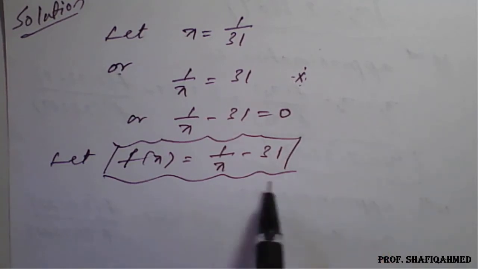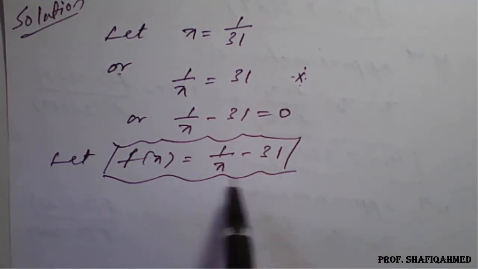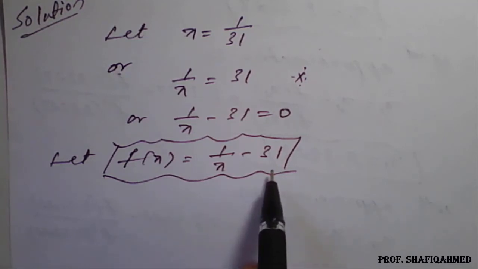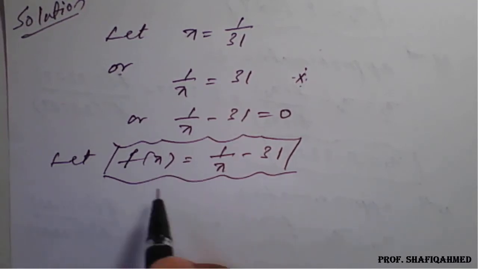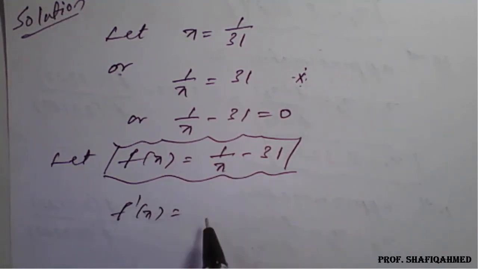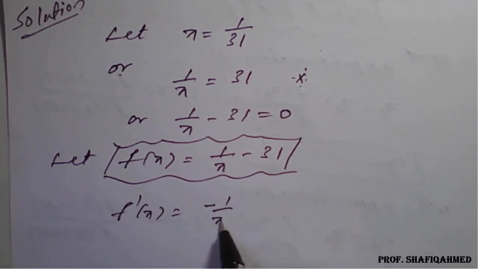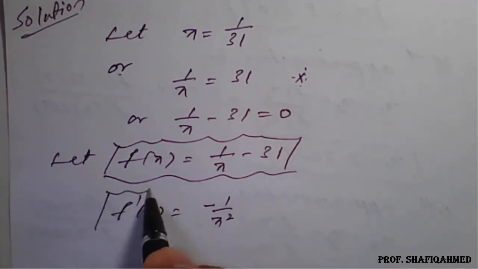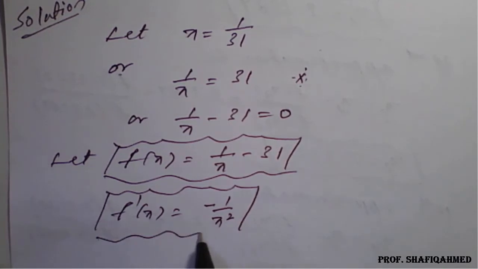Okay, then we need to check the roots for this, that is the x0 value. Before that, I will differentiate. So f dash of x will be, differentiation of 1 upon x is minus 1 upon x square, and differentiation of minus 31 is 0, leave it. So we got f of x and f dash of x.